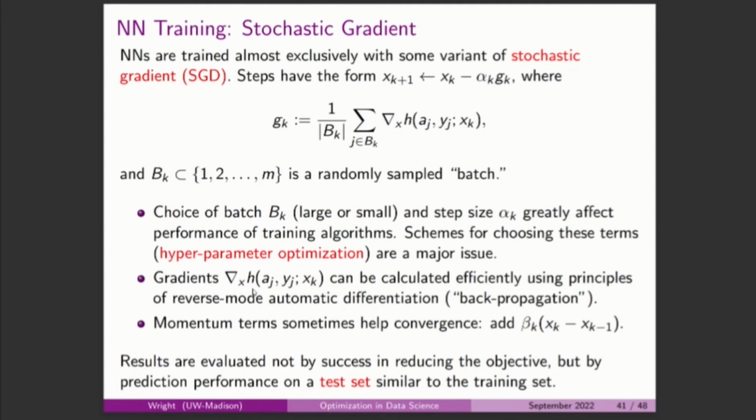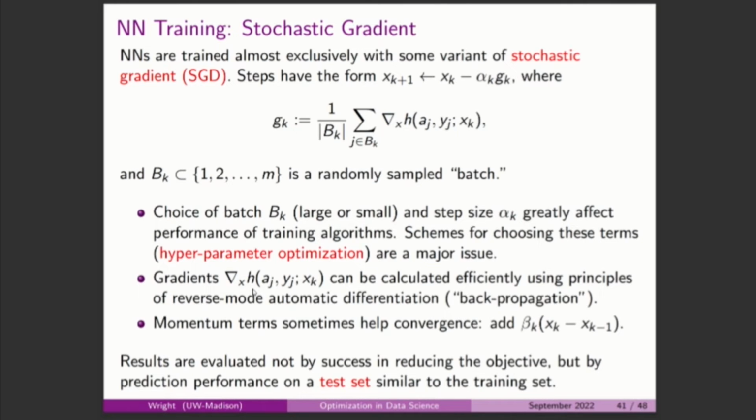Usually, in fact pretty much universally, these are trained with some variant of stochastic gradient, which I'll say a little bit more about in the second part of the talk. Basically, this is gradient descent, but you're not evaluating the entire training set. You're not evaluating the sensitivity of the loss function with respect to all of the training items. You're just taking a batch of training items at each iteration, captured in this subset BK. The choice of the batch size is one of these hyperparameters that need to be tuned in trying to make neural net training work well. The step size AK is another hyperparameter that's a big issue.